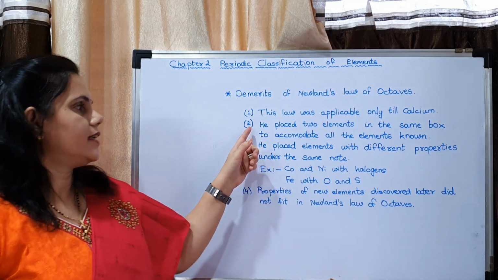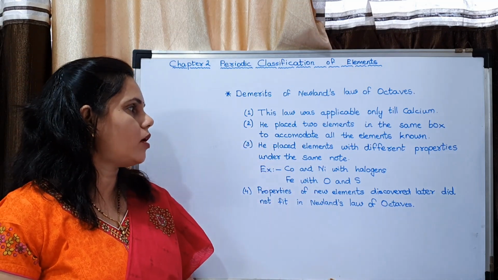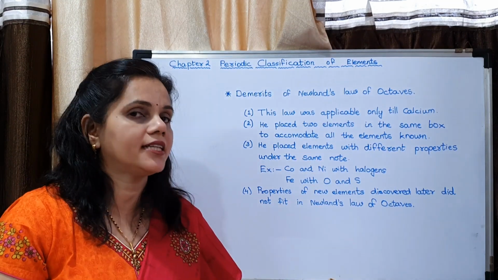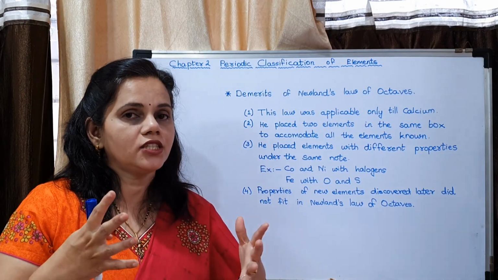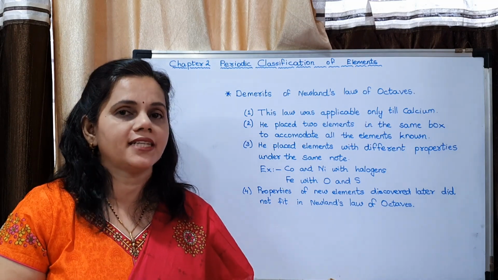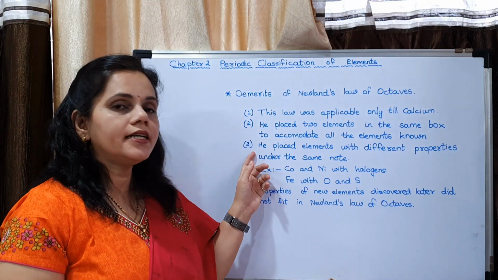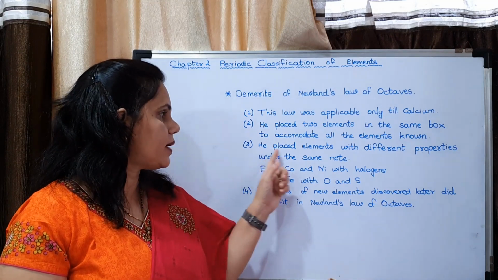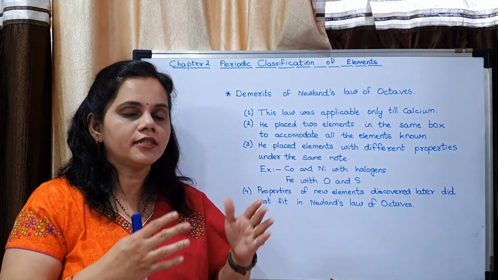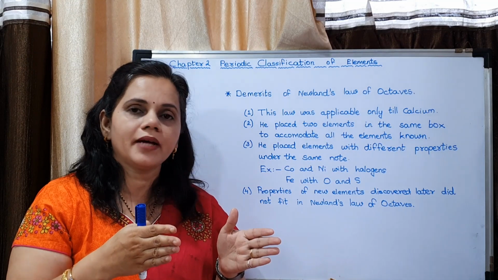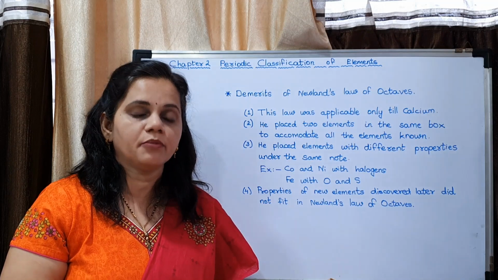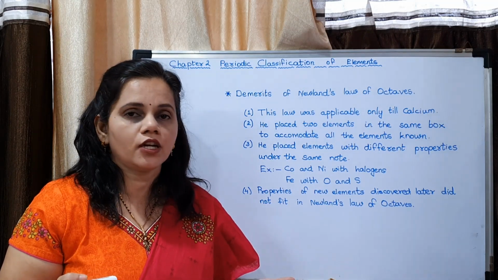Now the second one, he placed two elements in the same box to accommodate all the elements known. All of them were not fitting in the table, so what did he do? He arranged two elements in one box, which were not matching exactly in properties. The third demerit was that he placed elements with different properties under the same note. He said that in the same group all of them had the same properties, but as the elements were arranged after calcium, it was seen that the properties were not the same.